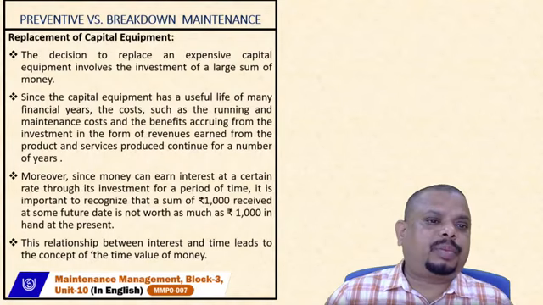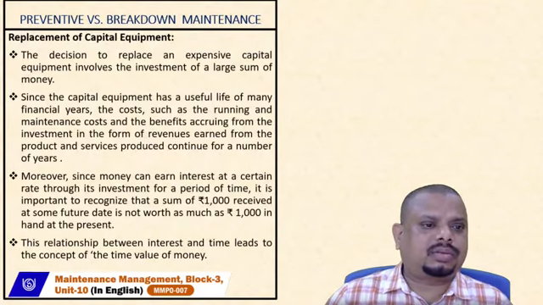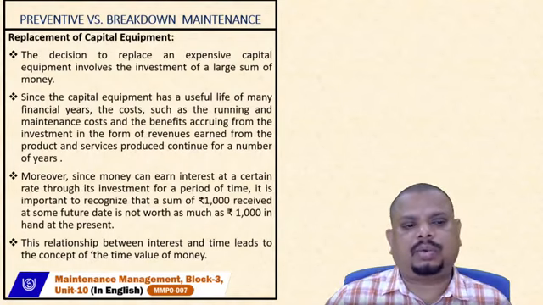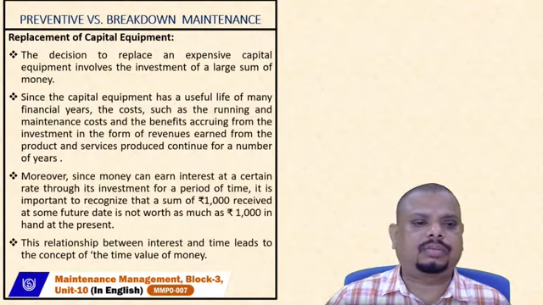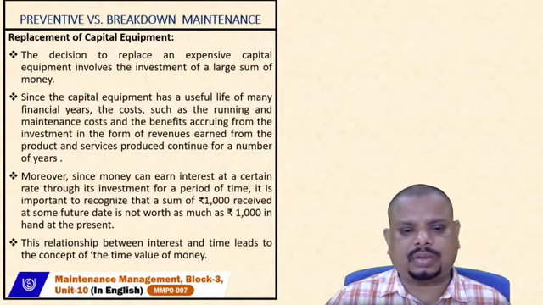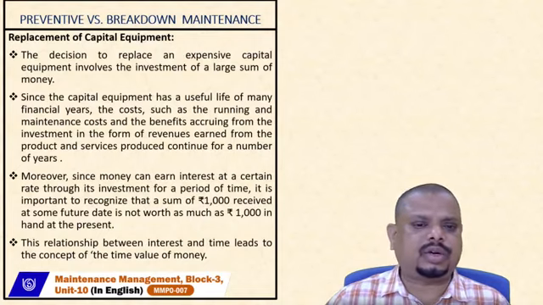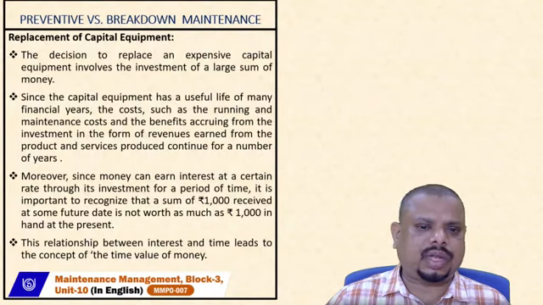The next one is replacement of capital equipments. So here what will happen? You have to take the decision to replace expensive capital equipment involving the investment of a large sum of money. For example, a manufacturing company has a number of CNC machines. CNC stands for computer numerical control machines. These machines are highly expensive capital equipment, which is used in precise component making.